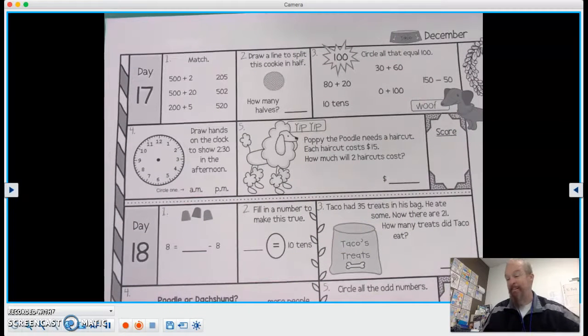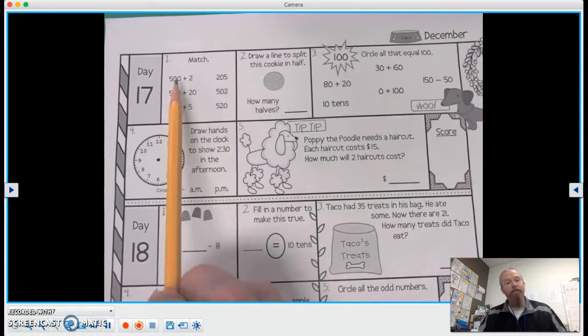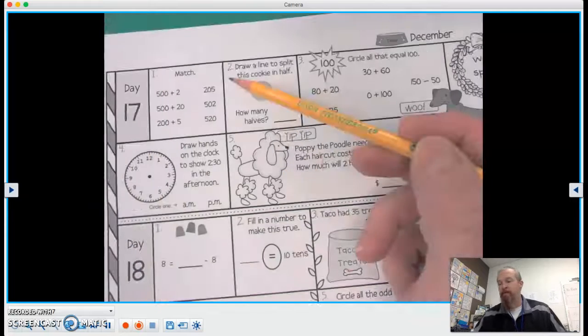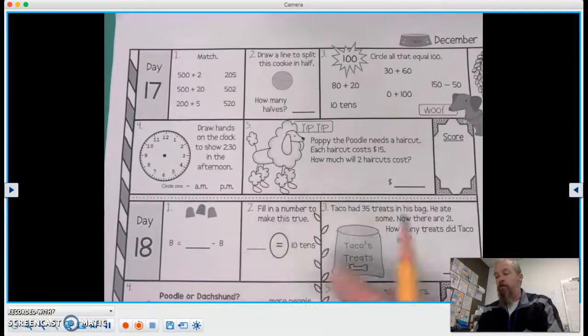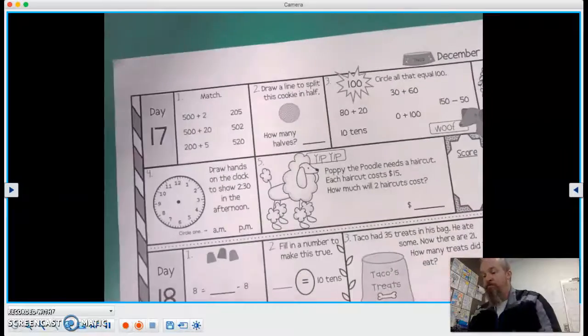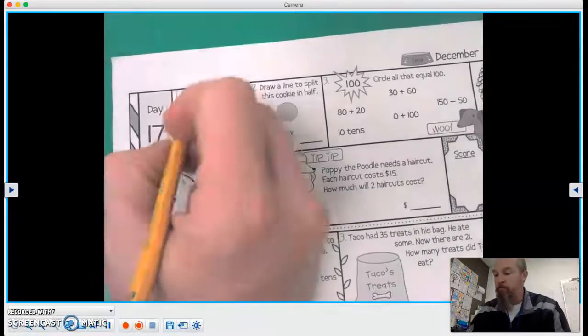We have day 17 of our December daily math. The first one here is we're going to do a little bit of matching. So we're going to add 500 plus 2, and then we're going to find its match here, and we're going to draw a line to it, okay? So here we go. Okay, 500 plus 2 is 502, right?